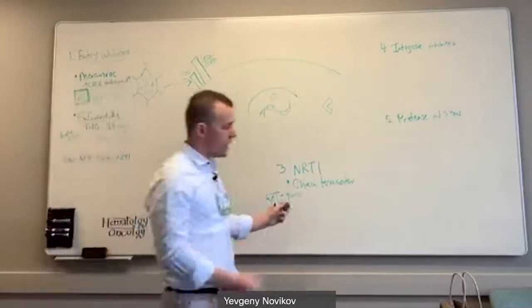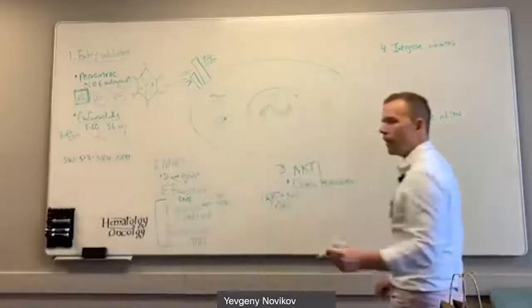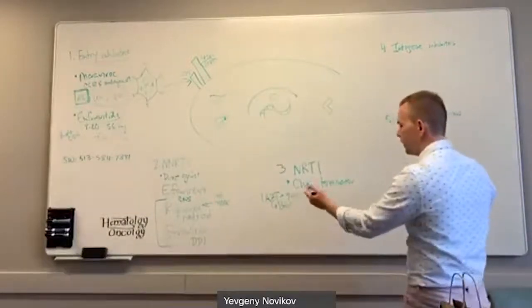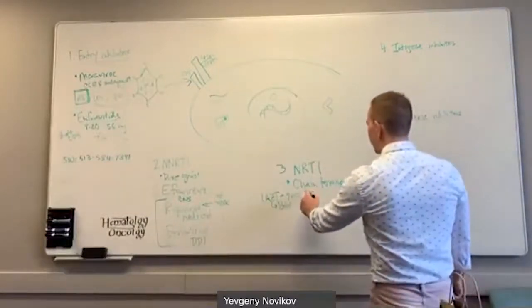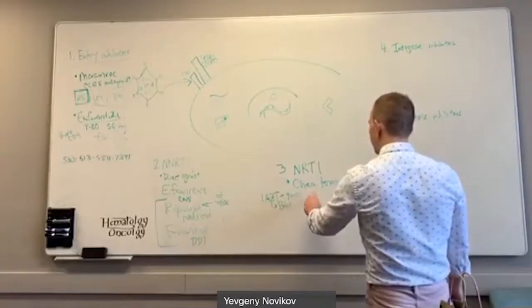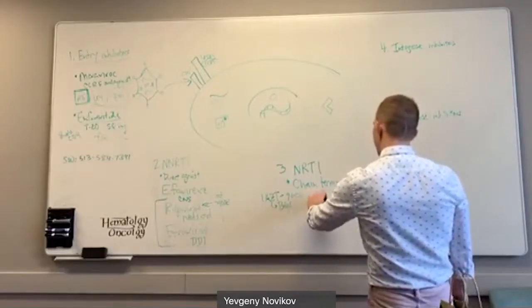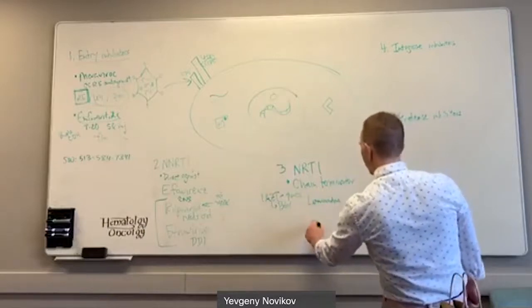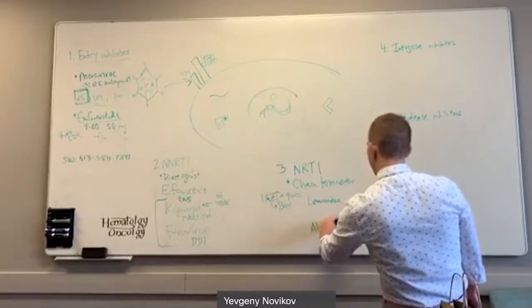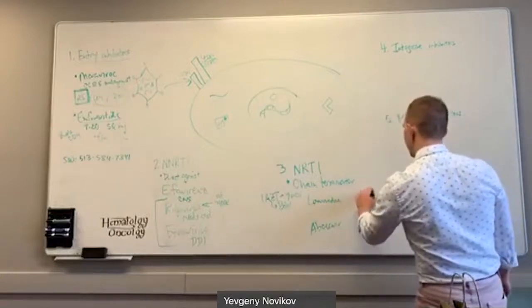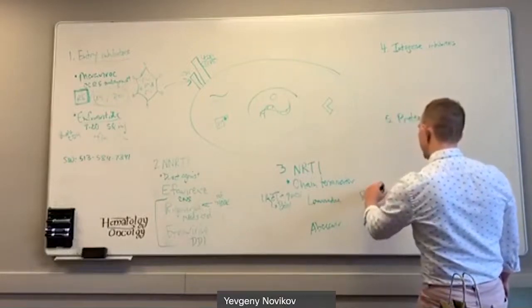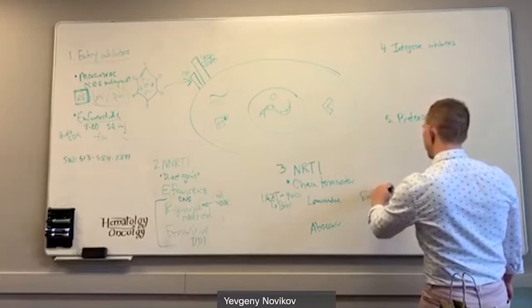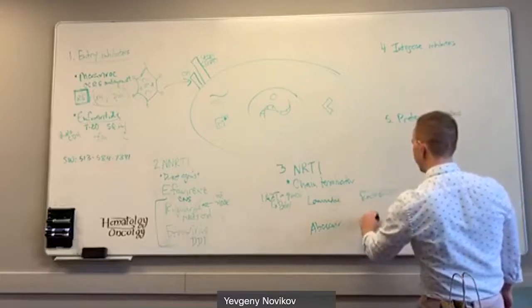All right. And then we've got 4 other ones. There are really only 3 other ones, but they have 4 different names. So we've got lamivudine, and abacavir. And we've got emtricitabine, and tenofovir.